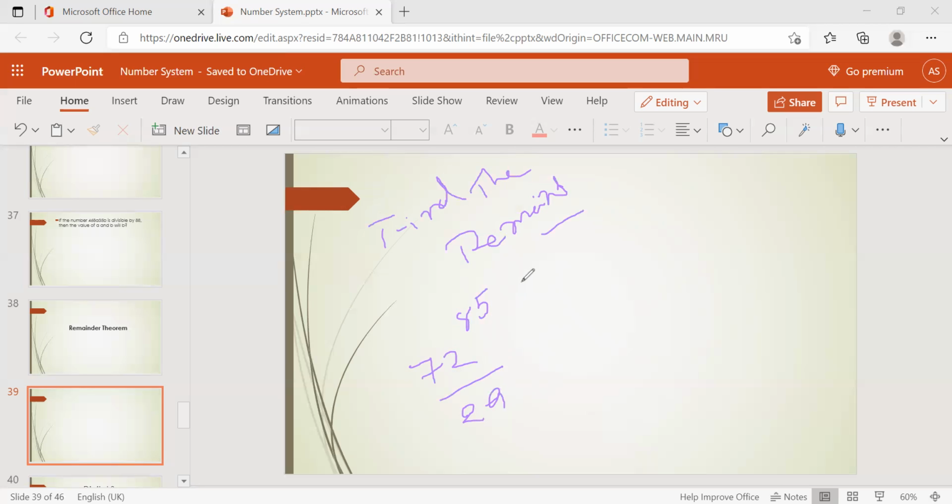So 29, what do we have? 29 is a prime number, and 72 and 29 are co-primes only. But what do I have to do here? Here we need to make 29, right? Now, how can we write this? Try to solve this and give the answer.